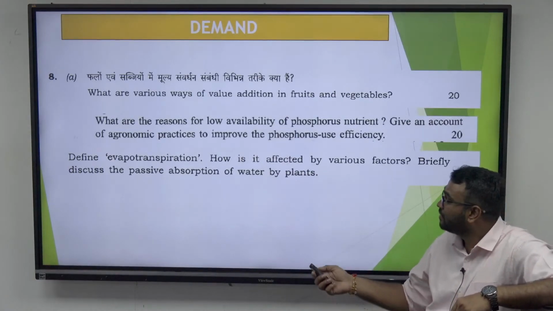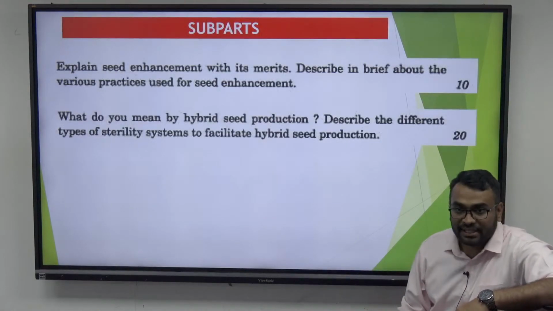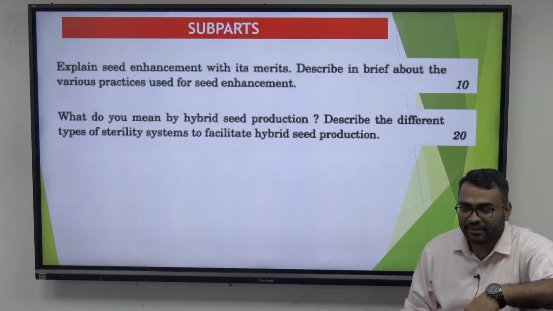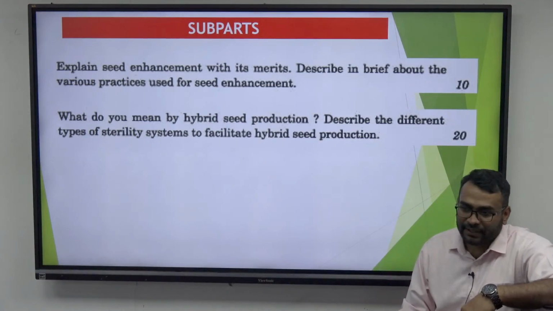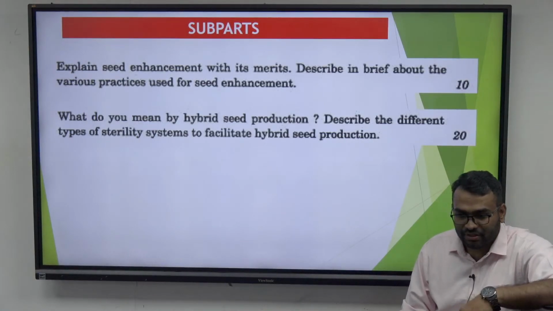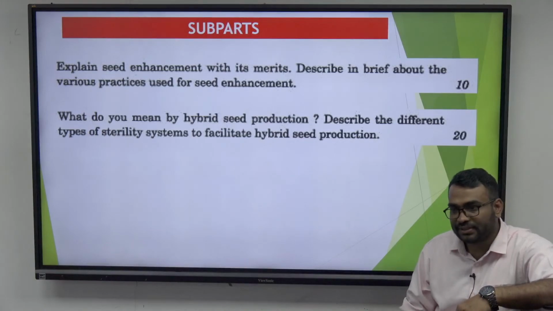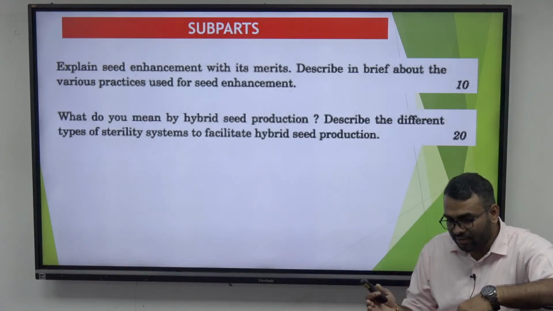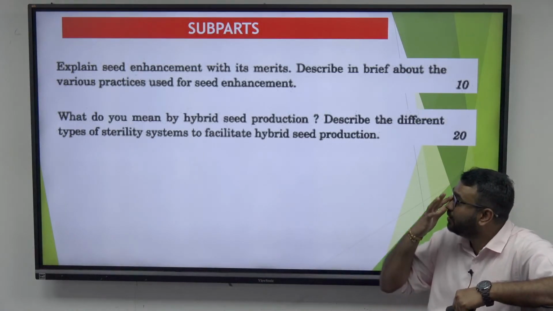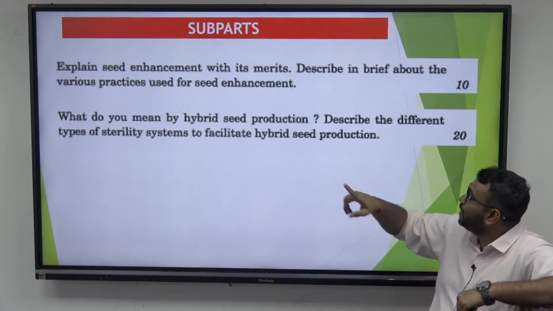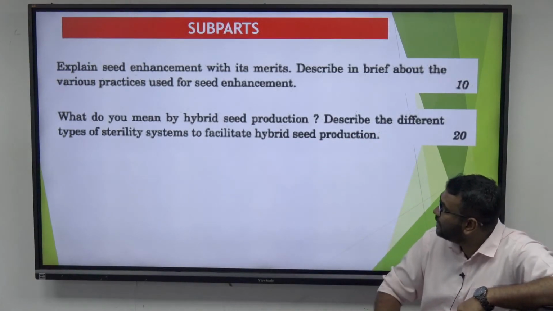So subparts are mainly needed for you to bifurcate the space and time which you will have. Practically speaking, for 15 marks, somewhere around 9.5 minutes you will have in the mains examination, and for 10 markers, somewhere around 6 to 7 minutes, and for 20 markers, somewhere around 10 to 12 minutes. So considering all these things, as soon as you read the question: explain seed enhancement with its merits, describe in brief the various practices used for seed enhancement.